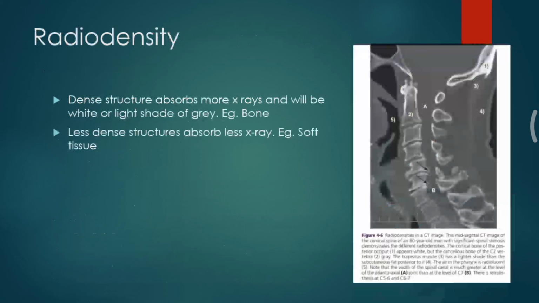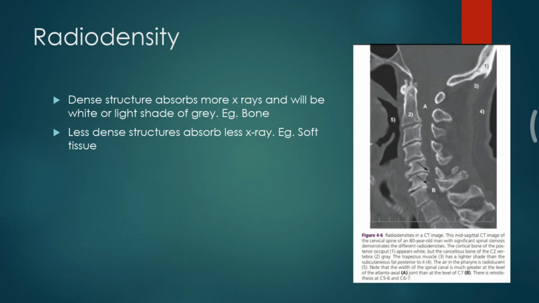So when you read the CT scan, the denser structures absorb more X-rays and will be white or light shade of gray, for example bone, as you can see here, and the less dense structures absorb less X-ray. So for example, soft tissues you see here are slightly darker, and the air which is there in the trachea, as you can see, the one which is denoted as 5 here, shows a very dark shade.